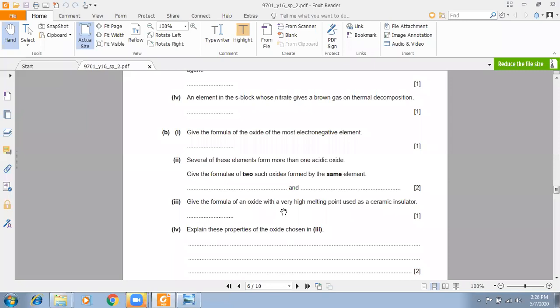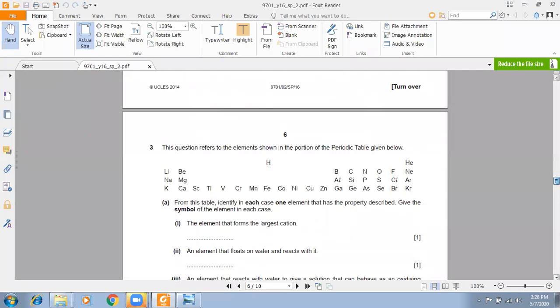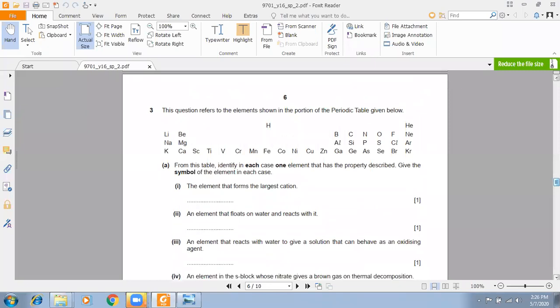of an oxide with a very high melting point used as a ceramic insulator. So, formula of an oxide. Which oxides have very high melting points? So let us find out these oxides. It could be magnesium oxide, it could be aluminum oxide, it could be silicon dioxide. Any of these could be given as an answer, but I prefer silicon dioxide.